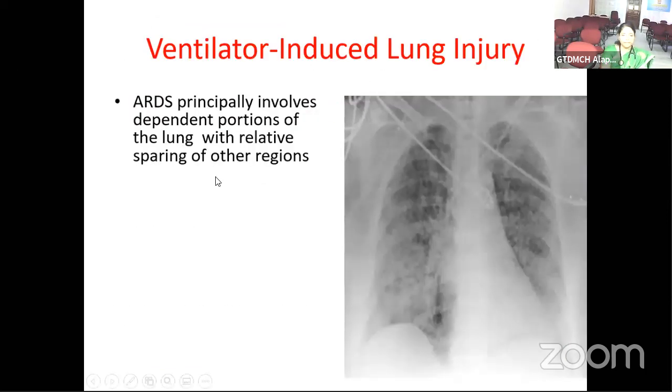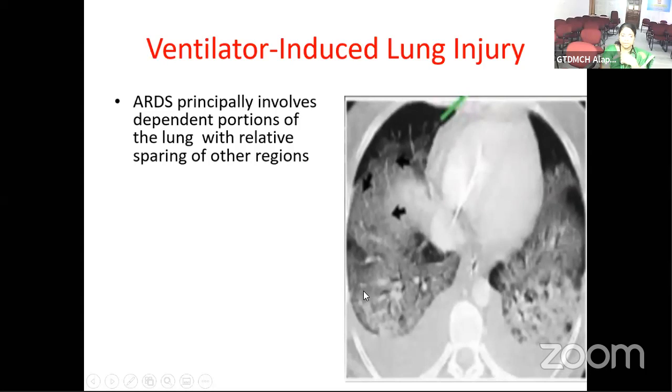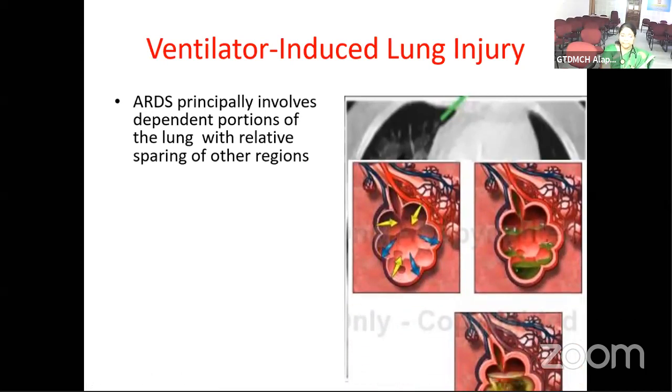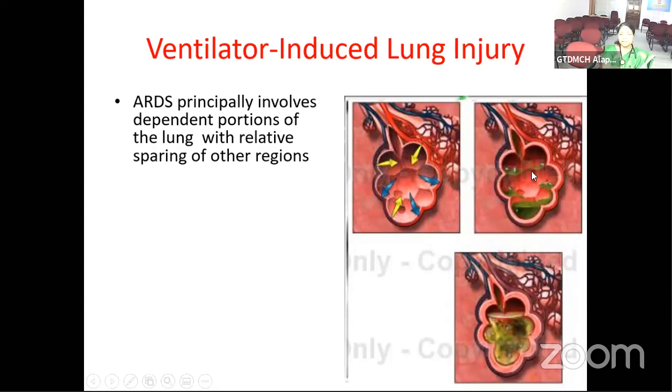So ventilator-induced lung injury. In ARDS, I told you, ARDS principally involves the dependent portions of the lung with relative sparing of the other regions. So this region can take part in oxygenation almost in a normal way. So we have to protect this normal area. In the CT also, you can see the dependent areas are more affected, and this area is almost spared. This area we call a baby lung, because only this much area of the lung is normally functioning. So we have to protect this baby lung. In this picture, you can see that in the dependent portion, it is almost consolidated. In the intermediate portion, it is consolidating. And this is the spared area. So we have to protect this baby lung area.